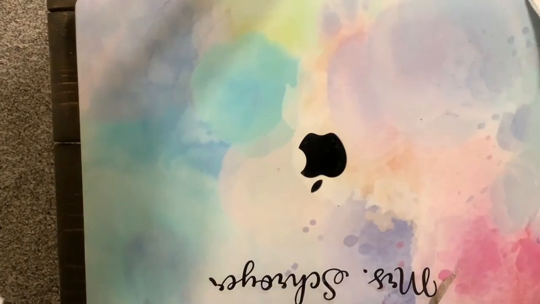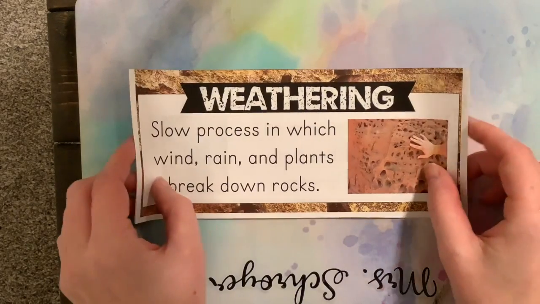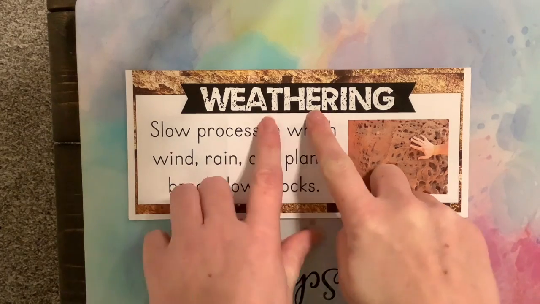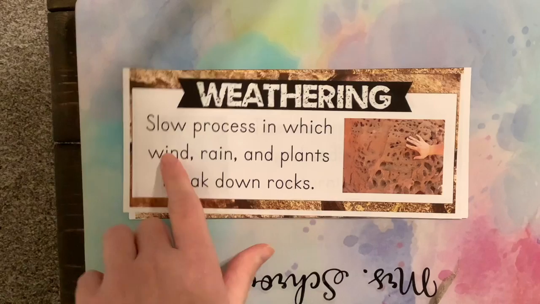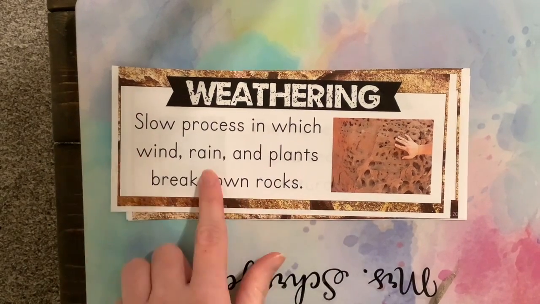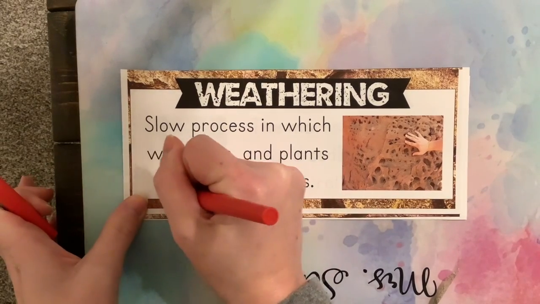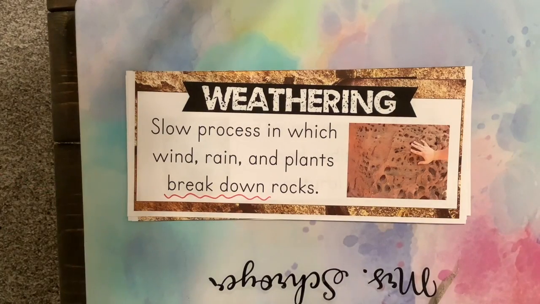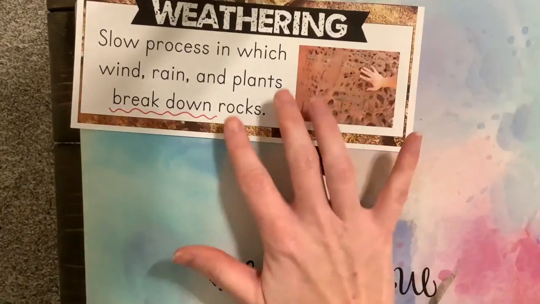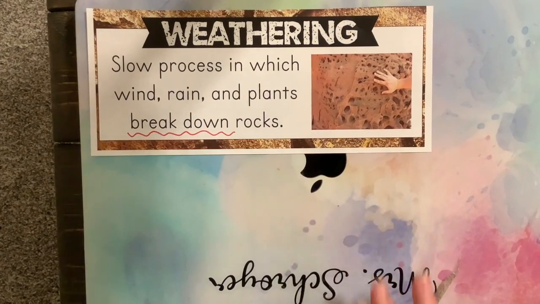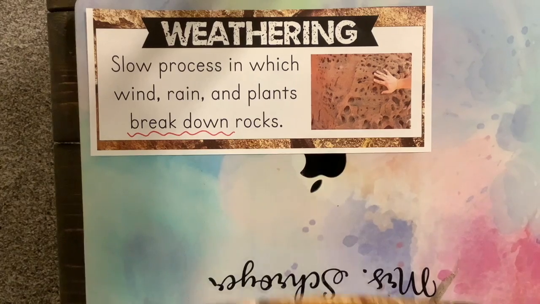All right, so you should have this paper glued in your science journal. We're gonna go over our vocab words one more time. So repeat after me. Weathering. Very good. Weathering is the slow process in which wind, rain, and plants break down rocks. So break down is our key word here. We'll be taking notes over weathering on Thursday, so you don't need to write this down yet. Okay, so we have weathering, and this happens first in the process. They kind of go in order.